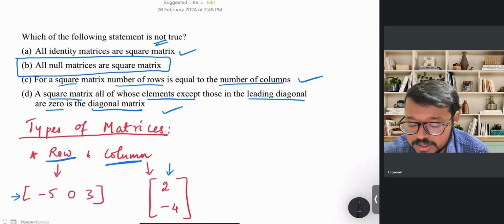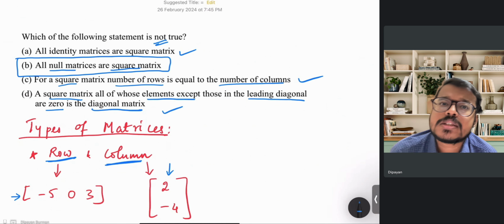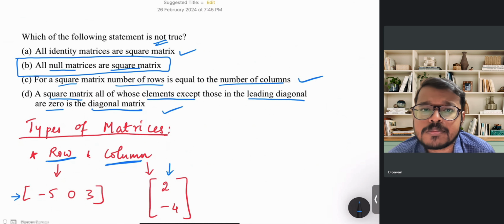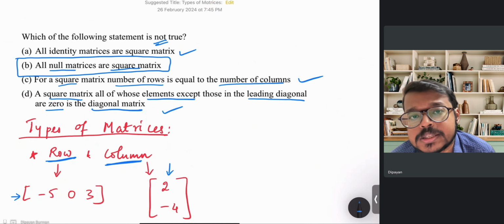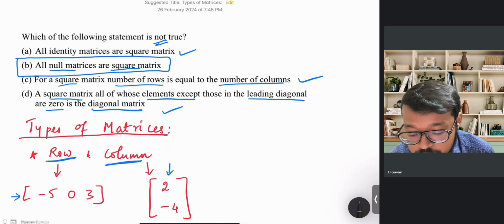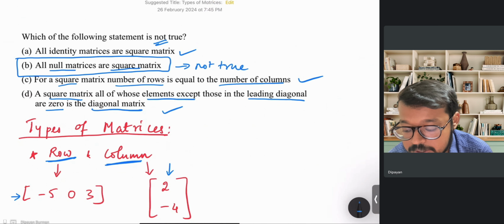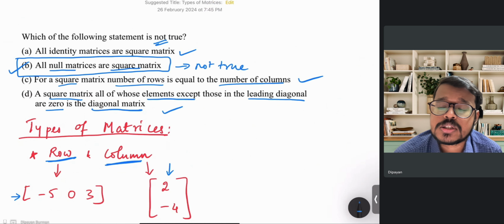So, all null matrices are square matrices. It's not necessary. A null matrix can be square or rectangular. As long as all the elements are 0, it will still be known as a null matrix. So only option B is not true. Hence my correct answer for this question is option B.